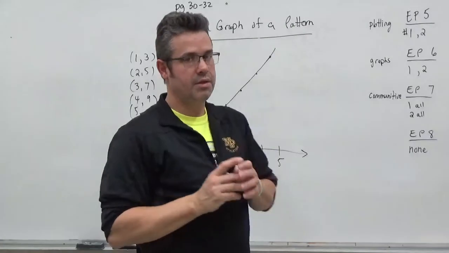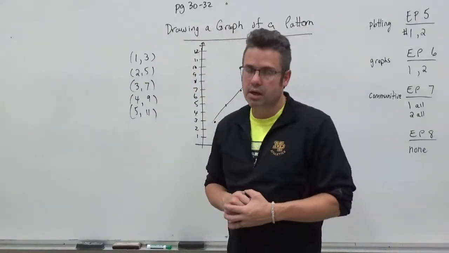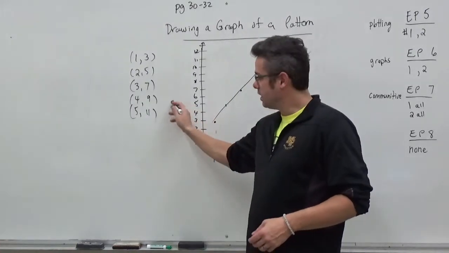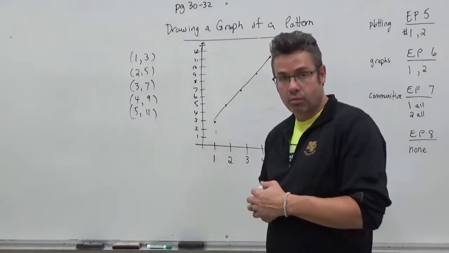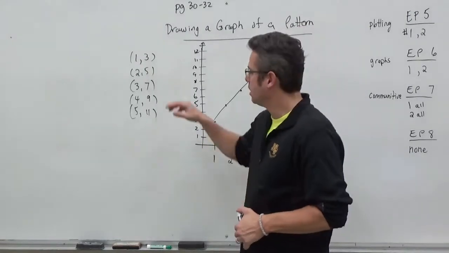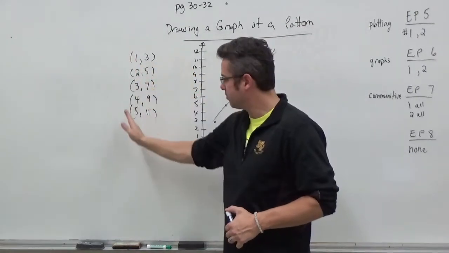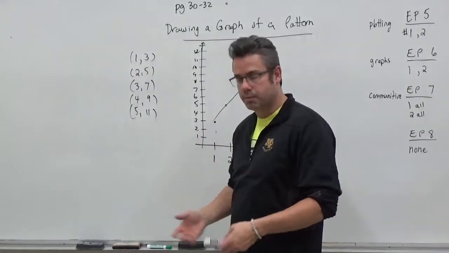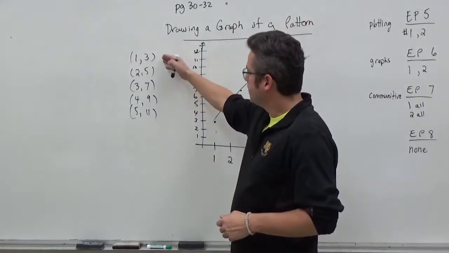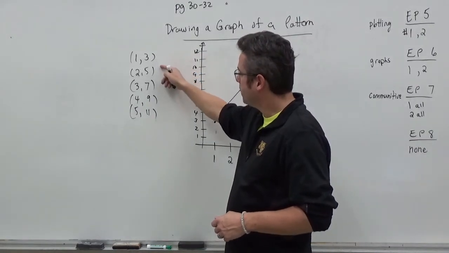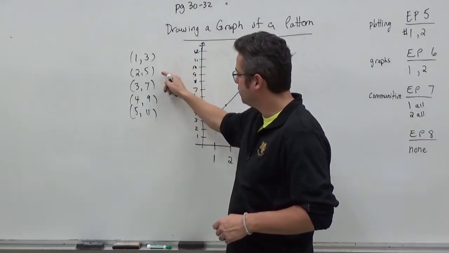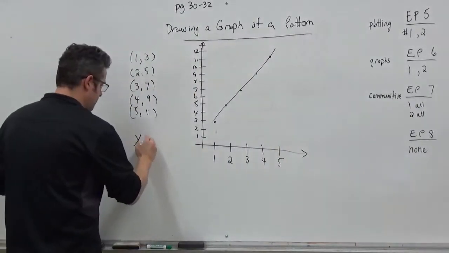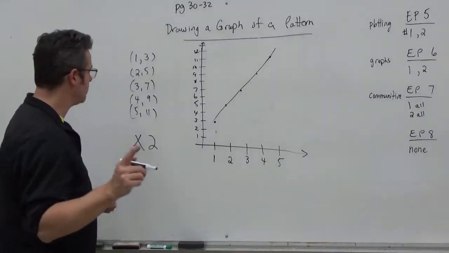Now when there's a pattern, we want to be able to recognize what the pattern is. This is what we did with our input-output machines for about a week. And we really tried to focus on how do I know what's happening to the first one, we call it the input, to get to the second one, we call that the output. When you look at this, they're all going up by 2. So from 3 to 5, 5 to 7, 7 to 9. That usually means we multiply by 2. It's part of the pattern.